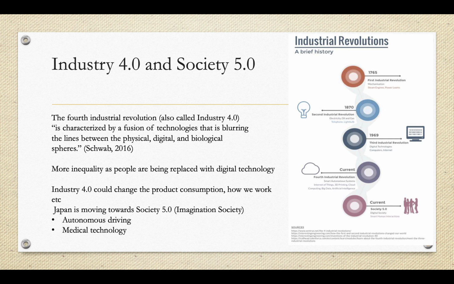However, this is going to have more inequality as people are being replaced with digital technology. And Industry 4.0 could change the product consumption, how we work, etc. However, Japan is moving towards Society 5.0, which is to introduce more of an imagination society, such as autonomous driving and medical technology. Please look in your lesson plan and you will see a link that just tells you more about Society 5.0 and where that is going. So as we're moving into technology, it's growing and growing, becoming more smart, and it's quite scary.